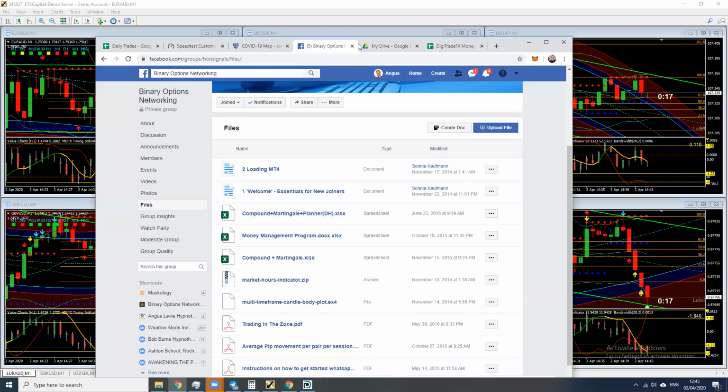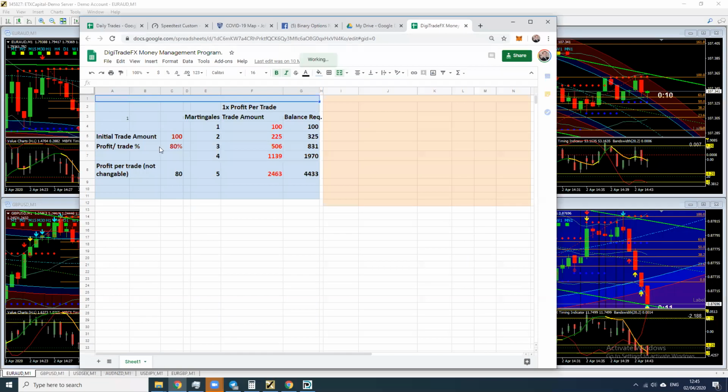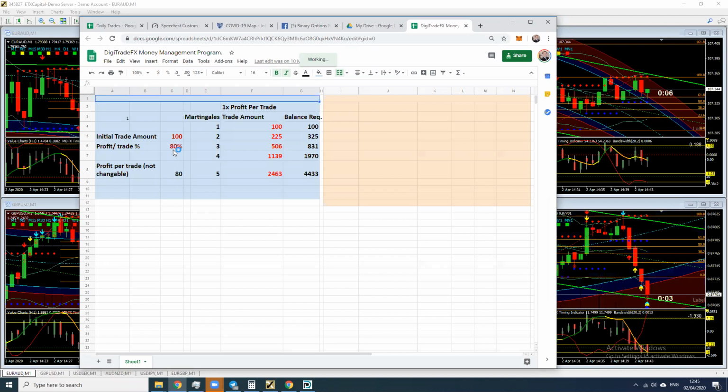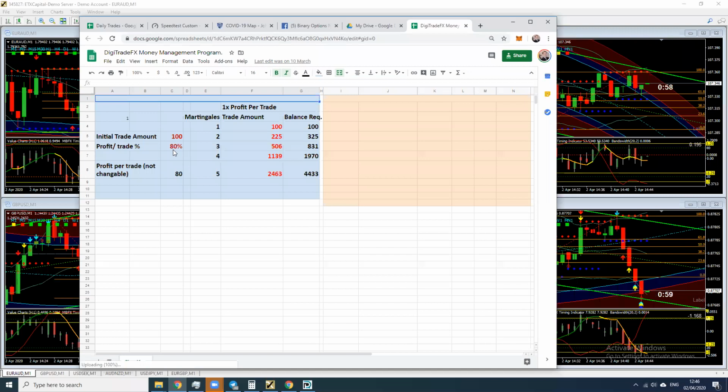Now, the way it works is we take trades from 80% return and above. Anything less than that is not worth taking, okay? So don't take any trades with under 80% return.